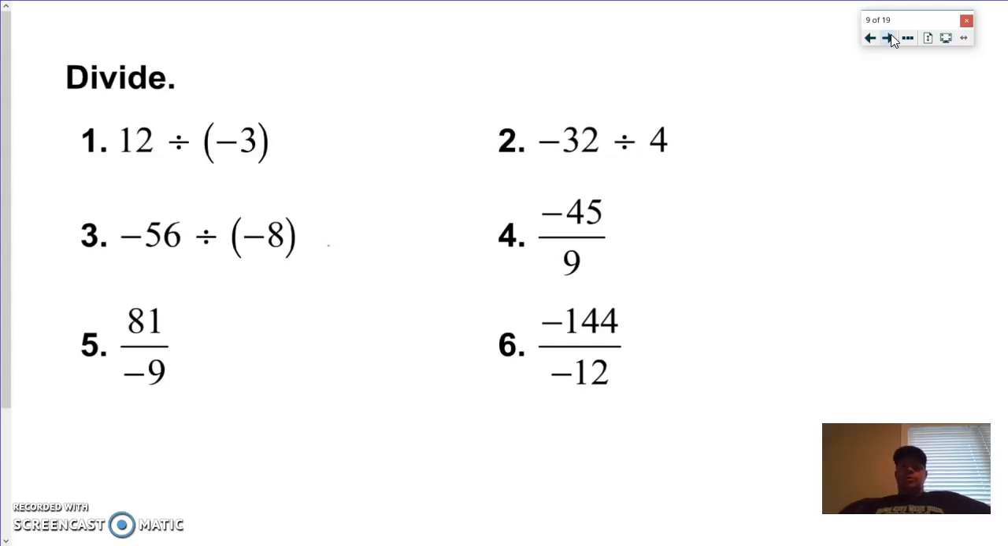Again, very similar to what we did yesterday with multiplication. If they are same signs, the answer is positive. If they are different signs, the answer is negative. Pause the video and I'll come back with the answers.